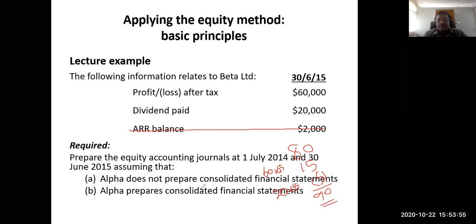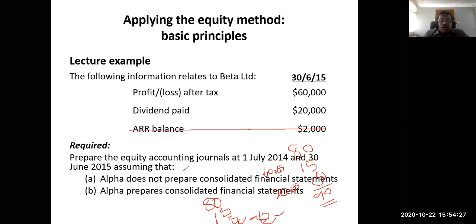Answer is 9. Alpha prepares consolidated financial statements. Even if you prepare consolidated financial statements, the same balance will appear, 18 to 15, of course minus 5. Same thing, same answer. There is no difference. You get the same answer.